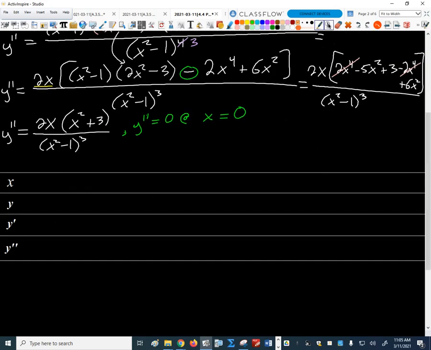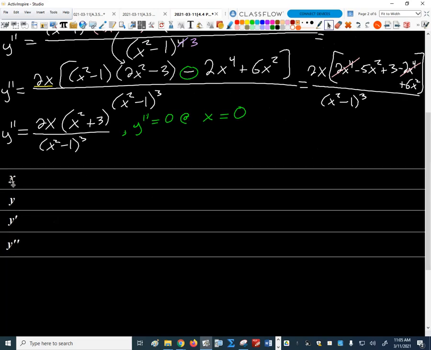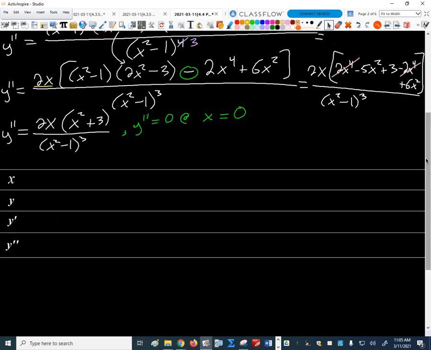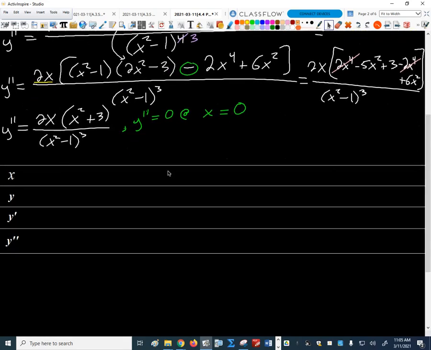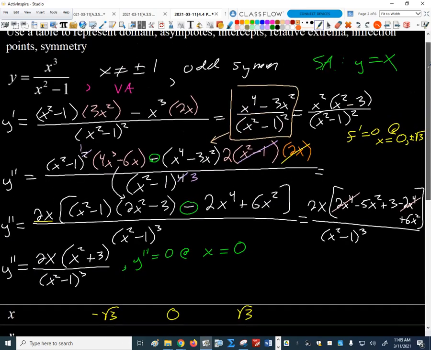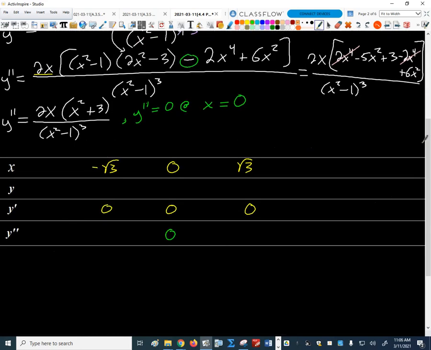We've got to put our critical numbers in there. So we had critical numbers of the first derivative at 0 and plus or minus square root of 3. These are all zeros of the first derivative. 0 was also a 0 of the second derivative. We had some asymptotes at plus or minus 1.